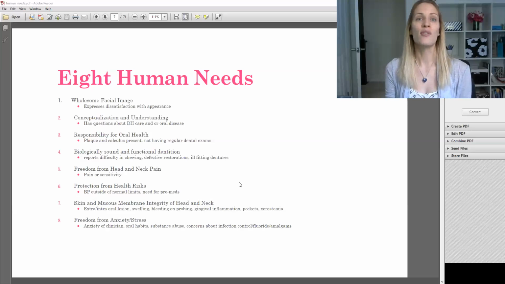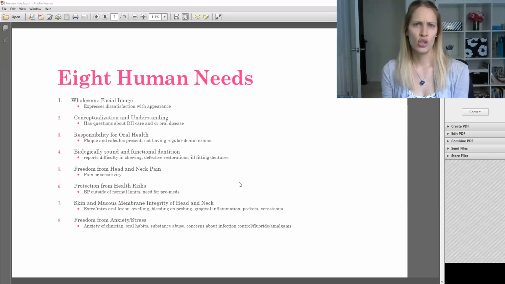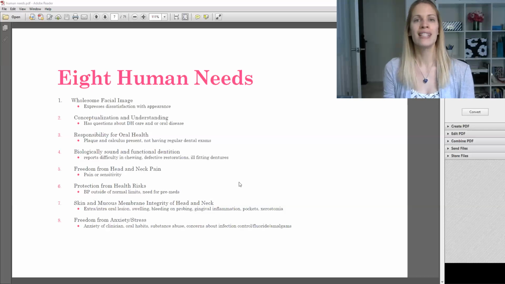And number eight, freedom from anxiety and stress. So if the patient is nervous, that is freedom from anxiety and stress. If they're concerned about how you sterilize the instruments, that's a concern. They have anxiety. So, freedom from anxiety and stress. Do those all make sense?